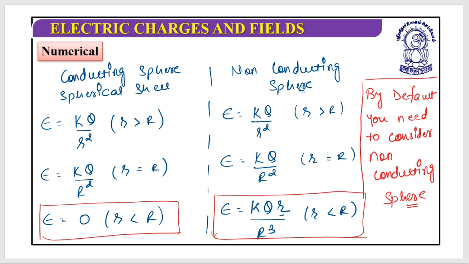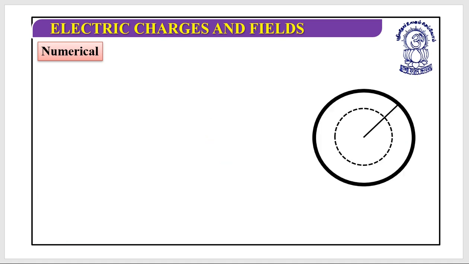Are you sure up till this? Okay, let's move to the numericals. Let's say that a spherical shell is there. This is a spherical shell. And let's say a non-conducting sphere is there.